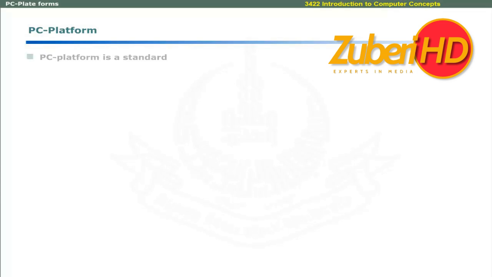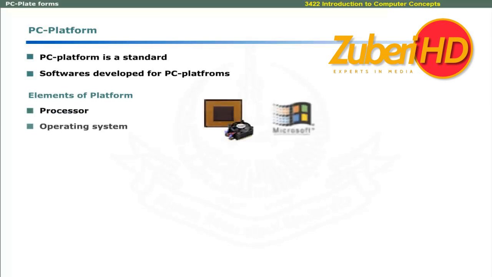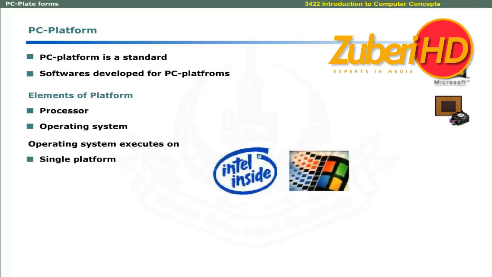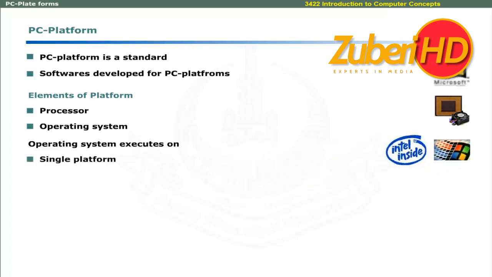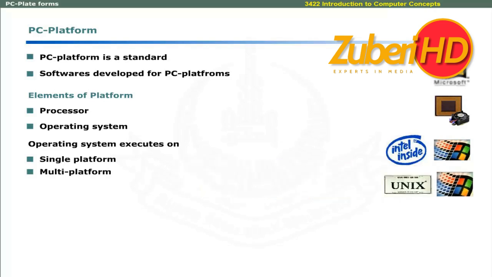Dear learners, a PC platform is a standard for which different types of software are developed. Typically, a platform has two key elements, that are the processor and the operating system. The operating system is designed to run on a single platform or, in some cases, on a multi-platform. In cases of multi-platform, the computer runs its native platform and emulates other platforms.